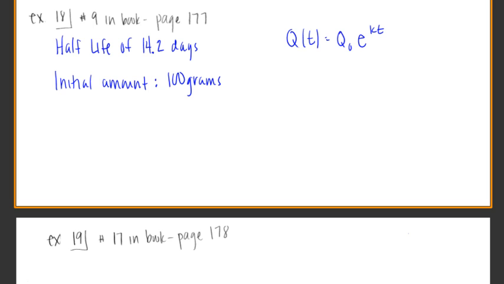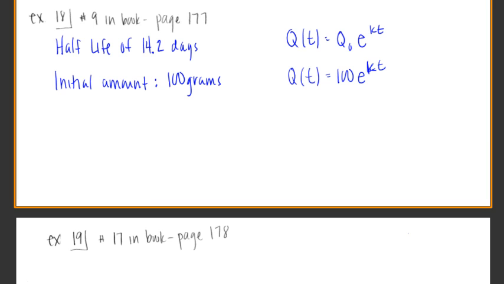Okay, so in this problem, basically they're giving us information on phosphorus 32, P32. It has a half-life of 14.2 days, and then it says if 100 grams of this stuff are present initially, we want to find the amount present after t days. Okay, well, let's take the information that they've given us so far and plug it into our main basic equation. So what we know is the initial amount, so the amount after so many days is always going to be 100 e to the kt.